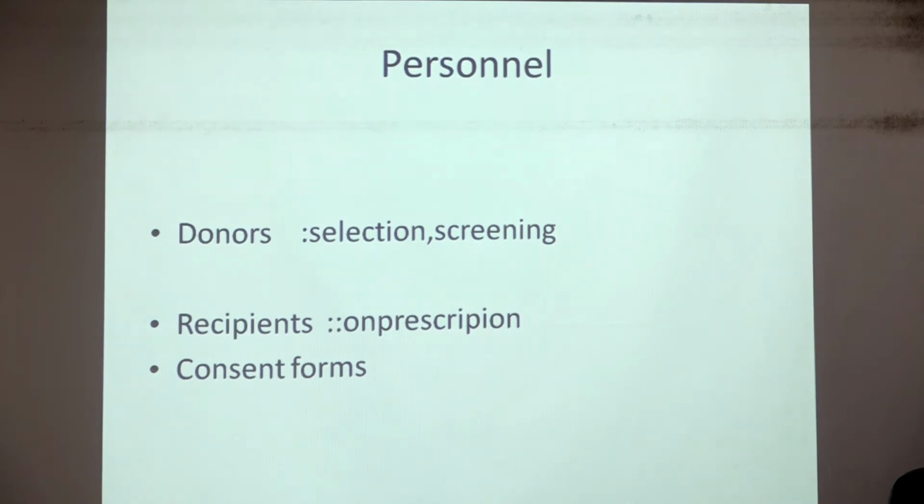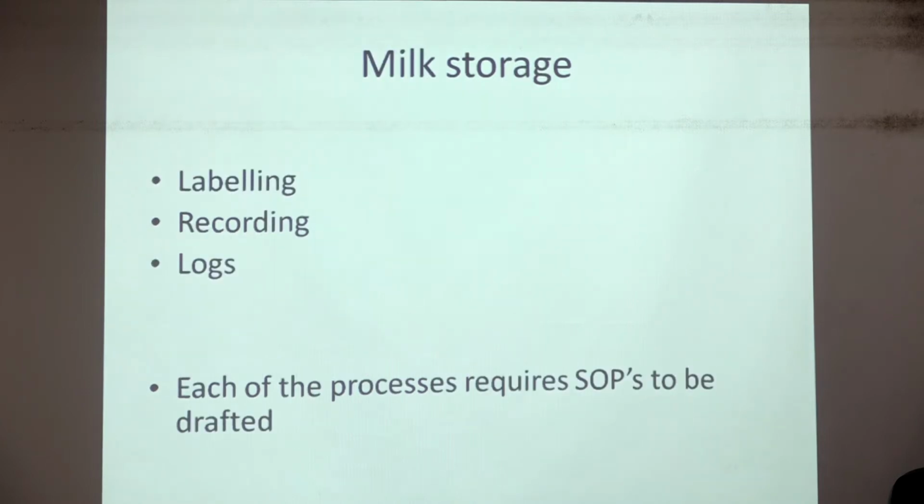Personnel, donor selection, screening, recipients, prescription, consent forms, everything has to be filled in detail. I'll quickly go through it, because there is also milk storage, of course, labeling, recording, logs. Each process requires an SOP to be drafted. We'll give you a list of SOPs. It's a huge list of SOPs to be drafted in your own center in your own handwriting, not cut, copy, paste. Those you won't understand. Why do I want you to write it by your own hand rather than cut, copy, paste?